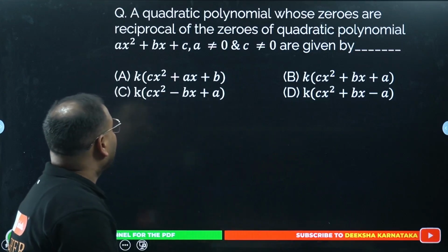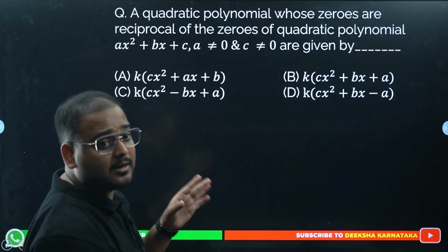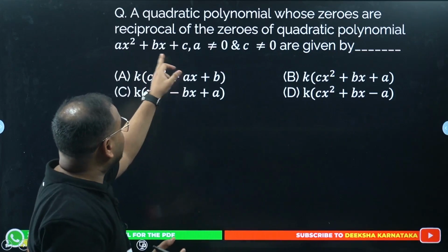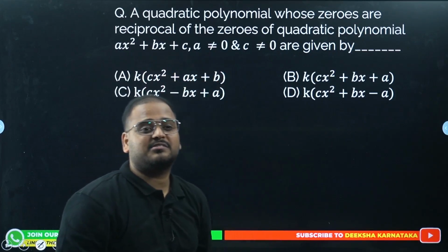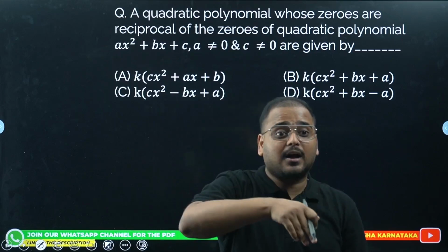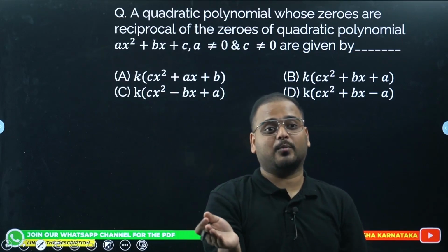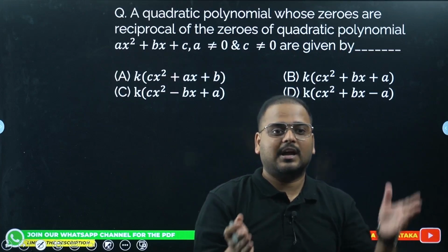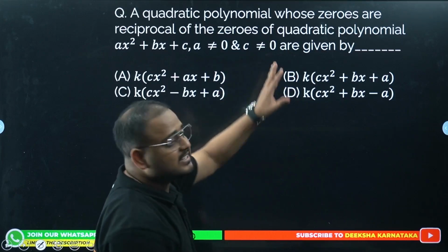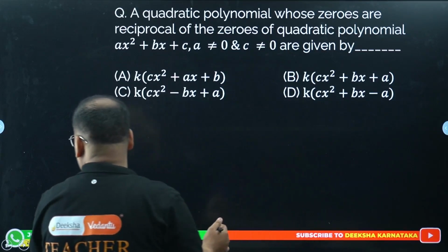Okay. A quadratic polynomial whose zeros are the reciprocal of zeros of a quadratic polynomial. So this statement is such a tongue twister. Sir, I got lost here only. Don't worry. Let's start from the second statement, the quadratic polynomial from here.